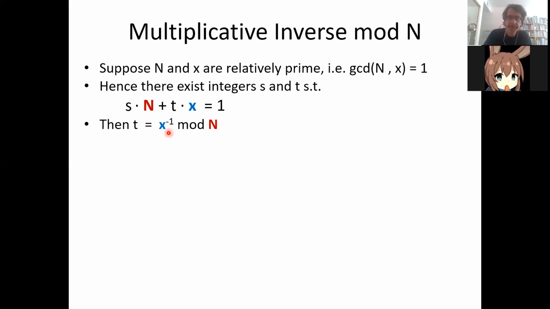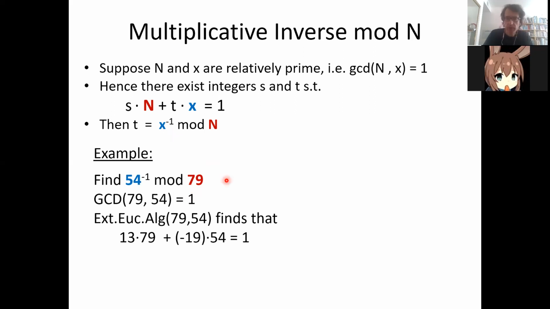Why is that? Before I say in general, let's look at an example. I want to compute the multiplicative inverse of 54 mod 79. I run the GCD to test that they are coprime. The Euclidean algorithm makes a few recursions, but not too many, because, as we argued, the Euclidean algorithm is reasonably fast. It is linear in the number of digits, which is 2 here. And it will find these coefficients.